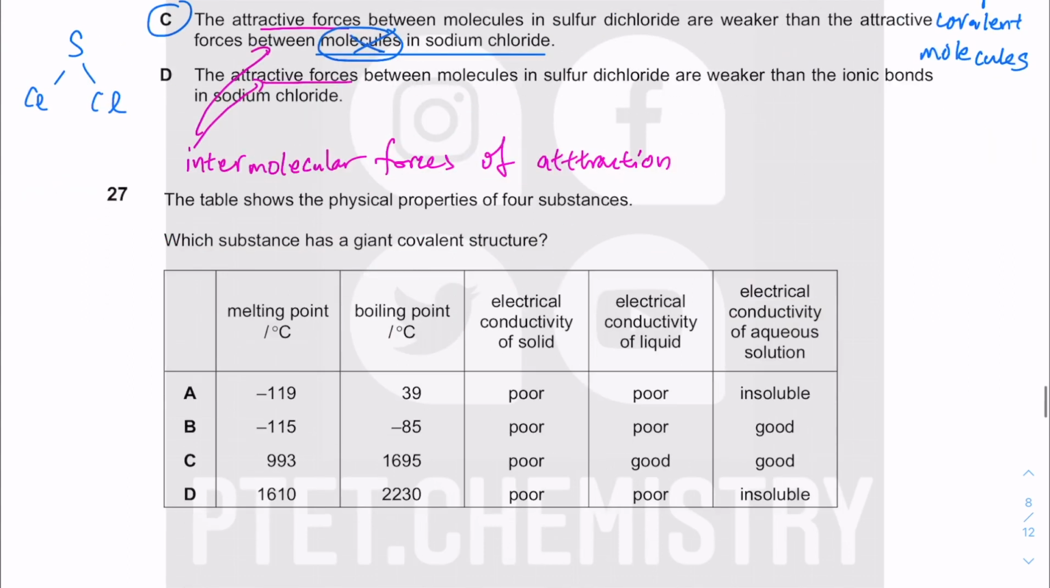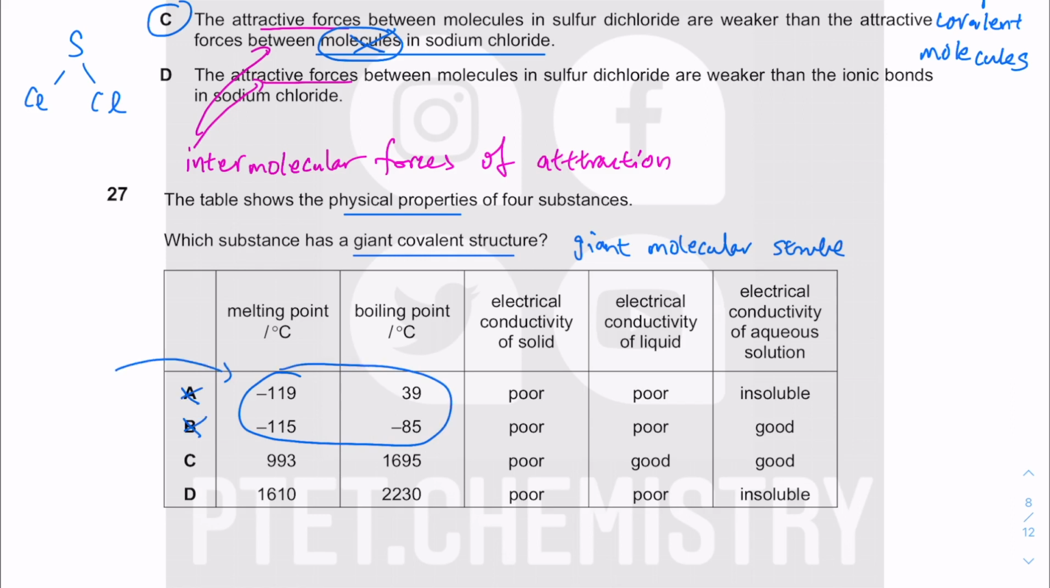Question 27. So these are physical properties. We are looking for giant covalent structure, the other name of which is giant molecular structure. As with any giant structure, we are not concerned with low melting and boiling point. Giant structure does not have this kind of negative melting point or boiling point in degrees Celsius. So between C and D, the melting point and boiling point look all right.